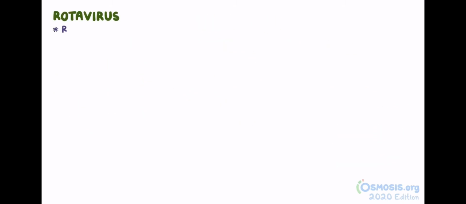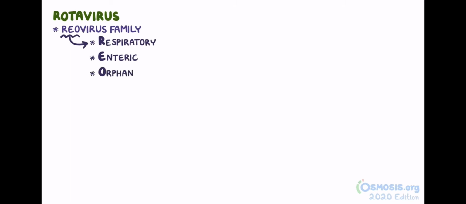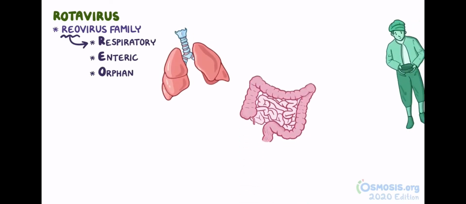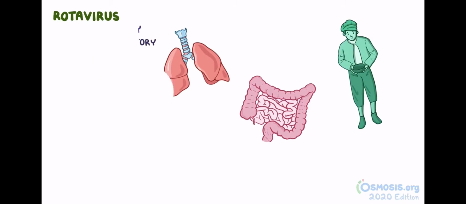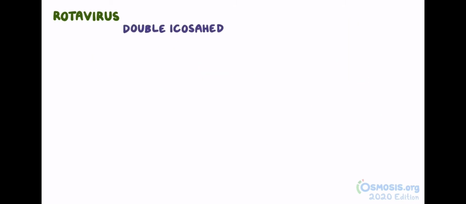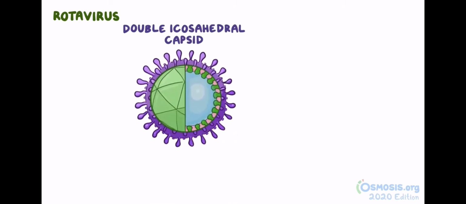Rotavirus is part of the Reovirus family, where Reo stands for respiratory, enteric, and orphan. This tells us that this family of viruses affects either the respiratory system, the intestines, or they're orphans, who don't cause any disease as far as we can tell. They are surrounded by a double icosahedral capsid, which is a 2-layered spherical protein shell made up of 20 equilateral triangular faces. And they're naked because the capsid isn't covered by a lipid membrane.